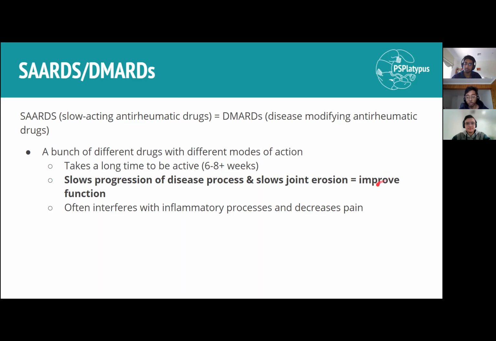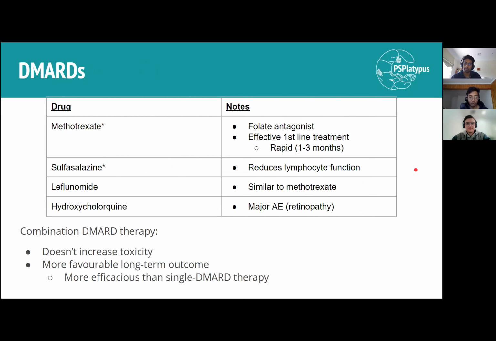Generally, it has shown to improve function and actually help with rheumatoid arthritis. So it slows the progression of disease and slows the joint erosion. It does this through interfering with the inflammatory processes that exist and also leads to an overall decrease in pain. Now, we're going to talk about a lot of different drugs that come from a lot of different places. For example, methotrexate, typically used in cancer treatment as a folate antagonist, and in DMARDs, it's shown to be an effective first-line treatment with a relatively rapid onset of action, about 1 to 3 months.